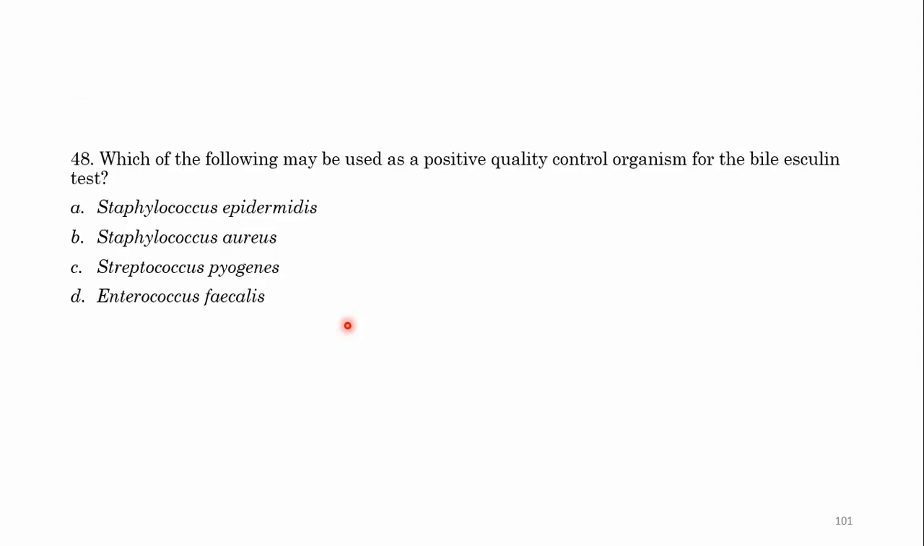48, which of the following may be used as a positive control organism for bile esculin test? A, Staphylococcus epidermidis. B, Staphylococcus aureus. C, Streptococcus pyogenes. Or D, Enterococcus faecalis. You can use a stock culture of your letter D, Enterococcus faecalis. Bile esculin hydrolysis test is the test to differentiate group D Streptococcus from the other Streptococcus species. Enterococcus faecalis is a group D Streptococcus. So you can use a stock culture of this bacteria as your positive control. Number 48, letter D.